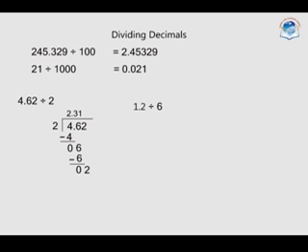1.2 divided by 6, we use the same long division method. 6 cannot divide into 1, so we write 0 point. And then we take it as 12, and 6 goes into 12 two times, and the answer is 0.2.